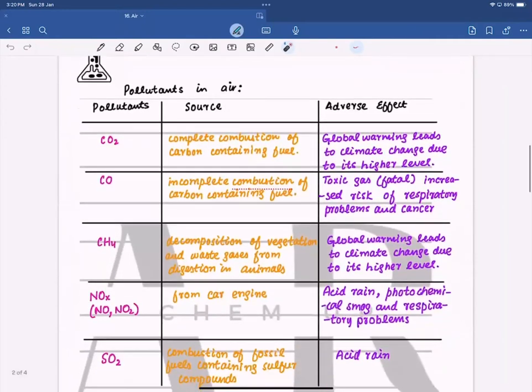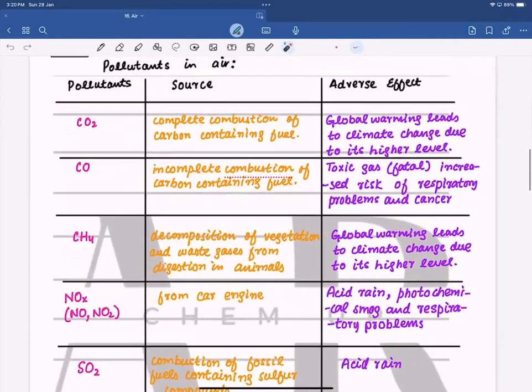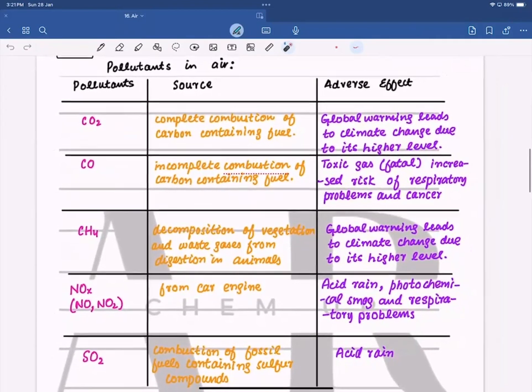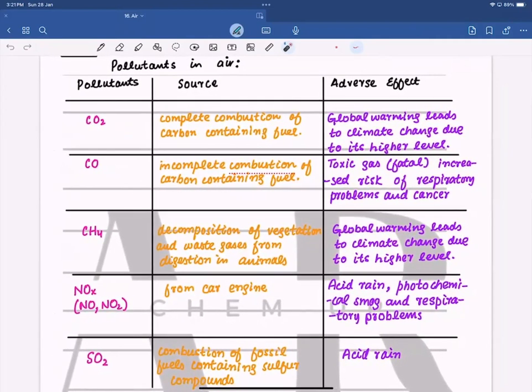Now, the second thing is about pollutants present in the air. These are the pollutants which are now included in our syllabus. Okay. Now, first we are going to discuss the pollutant, its source, and the adverse effect of these pollutants. So one is carbon dioxide. Is carbon dioxide a pollutant? Yes. So then why do plants use it?